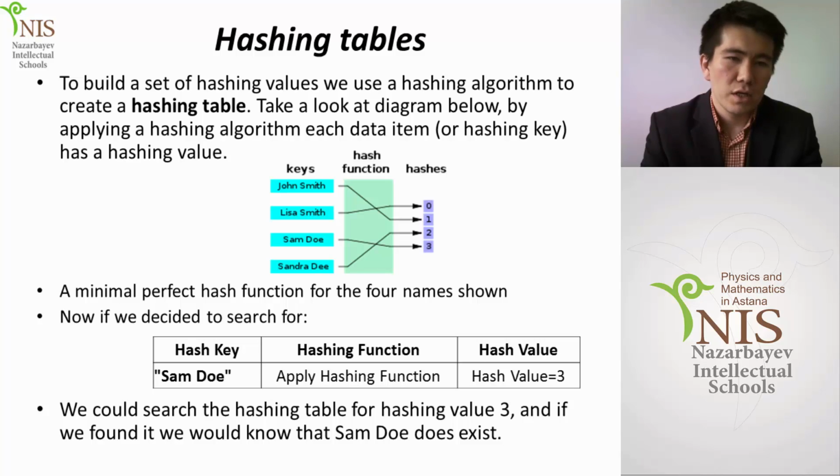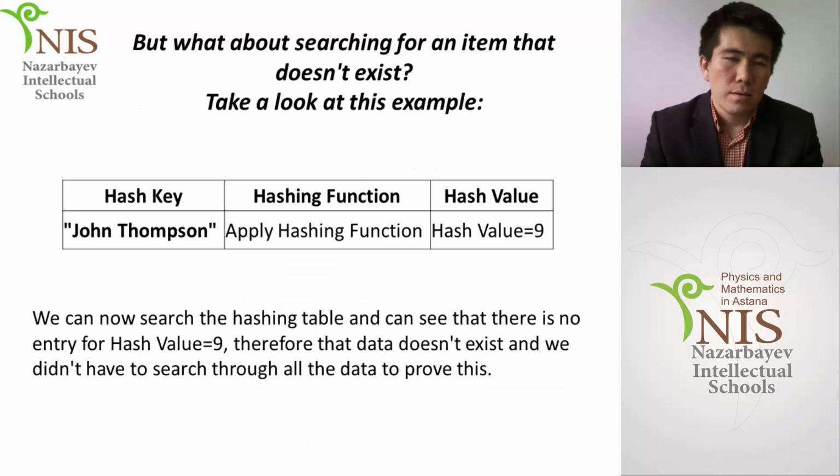Now if we decided to search for, let's say, Sam Doe, we just apply the hashing function, then we will find the hash value. We could search the hashing table for hashing value 3, and if we found it, we would know that Sam Doe does exist. Okay, next. Everything is fine.